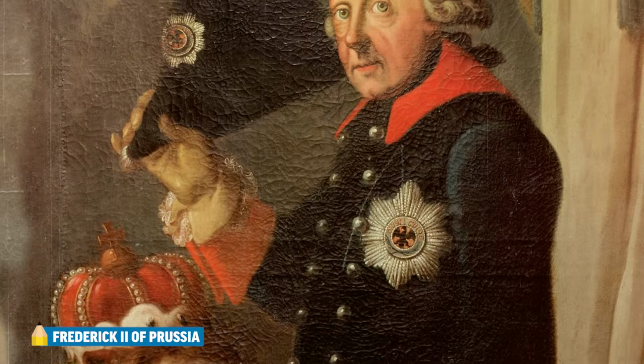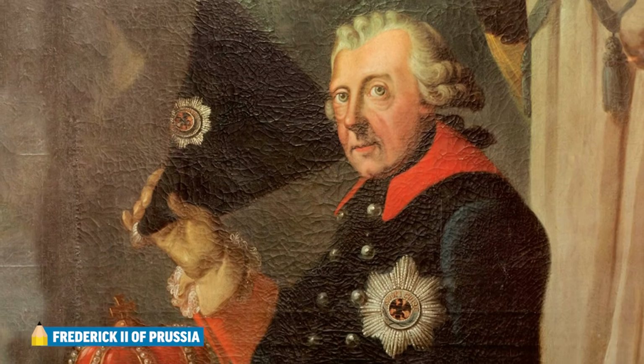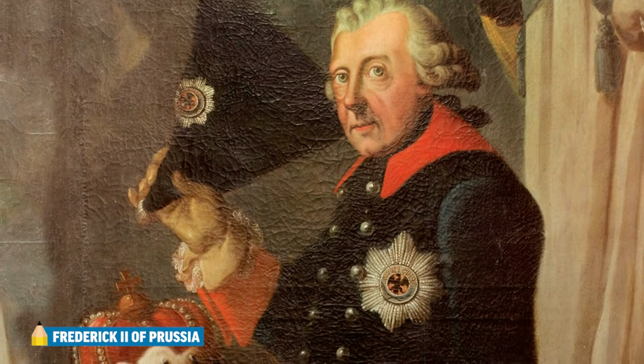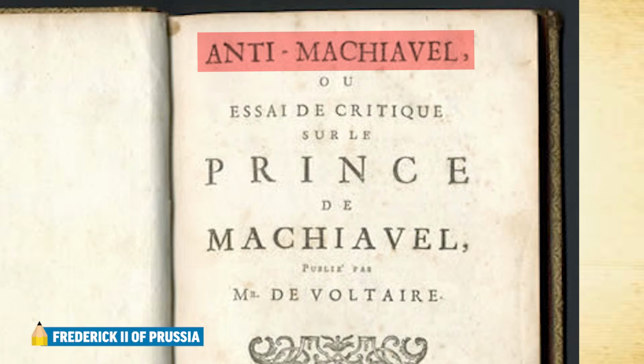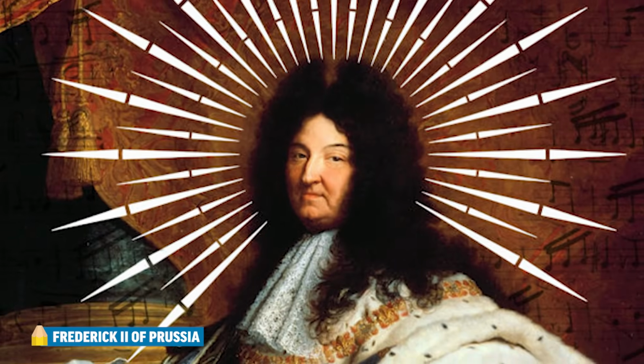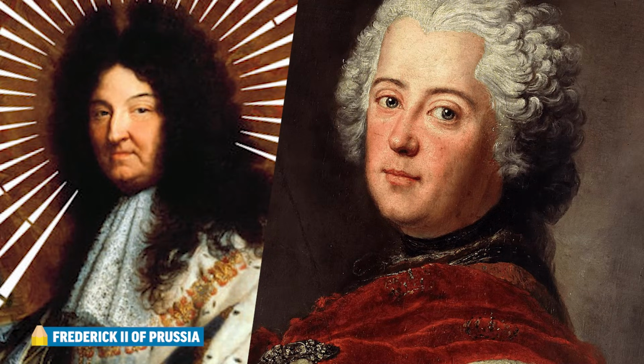In his essay, Anti-Machiavel, Frederick articulated that the ruler should be a servant of the state and should be concerned with the well-being of its subjects. I mean, the essay is literally called Anti-Machiavel, and he critiques Machiavelli's The Prince chapter by chapter. In contrast to Louis XIV's "I am the state," Frederick said, "I am a servant of the state."